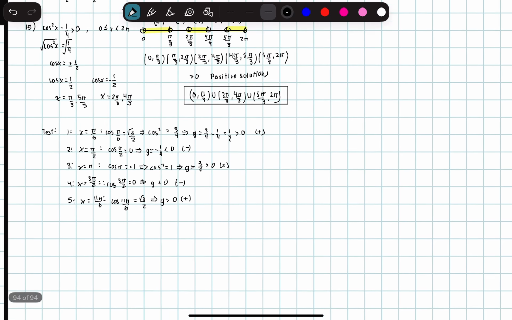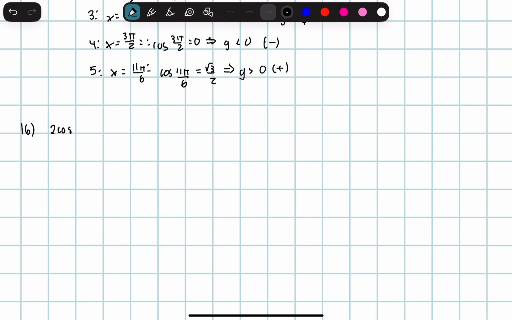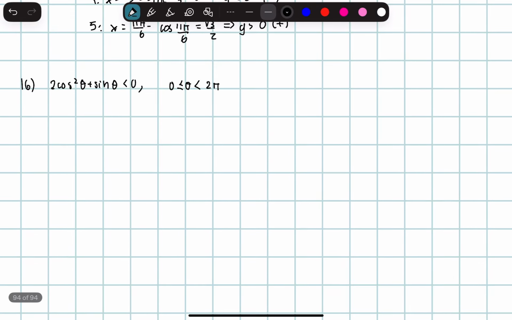Okay, so that was the last question. So for question 16, we have 2 cosine squared theta plus sine theta less than 0, and that's going to be on the interval 0 is less than or equal to theta is less than 2 pi. So now move everything to one side. Everything is already on one side, so now we can set this as an equality instead of an inequality. It's going to be 0, and now we can rewrite cosine squared theta is equal to 1 minus sine squared theta.